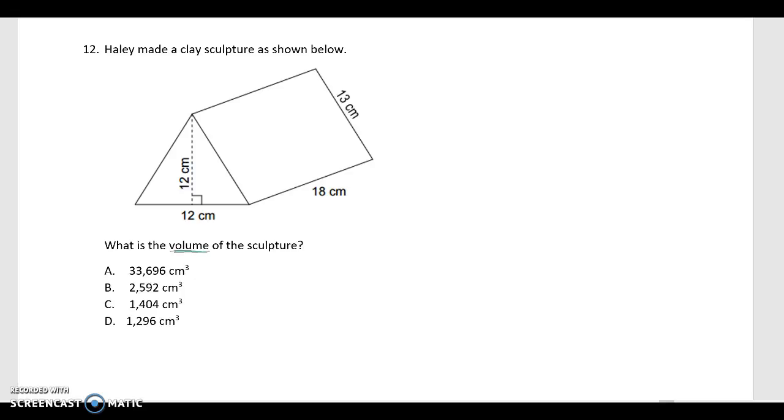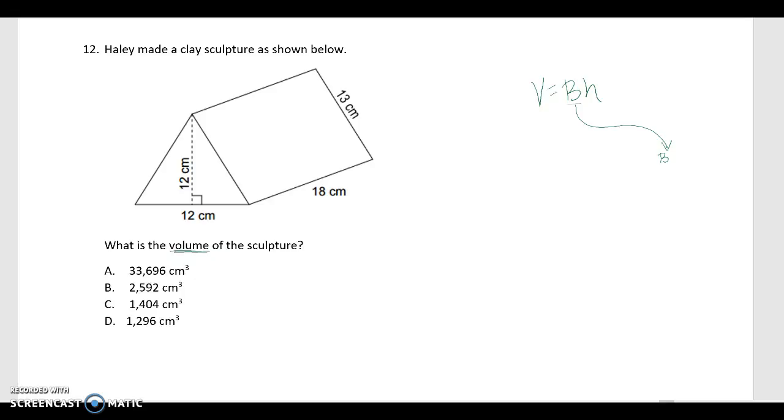And then once you decide that, hey, this is a prism, we're going to write V equals big B, area of the base, times height. And then remember, we're going to go off to the side and do big B, area of the base. So then we should be coloring in our base and writing the formula for area right here to calculate it and then plug it back in.